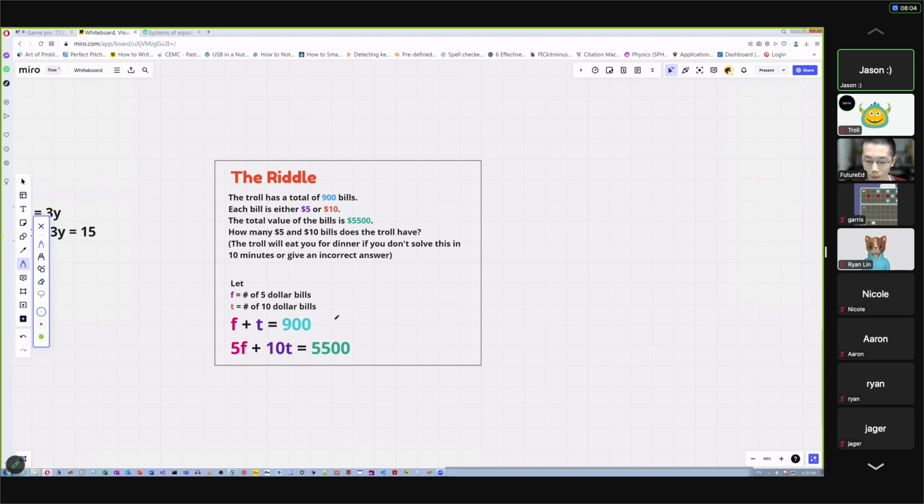Maybe we can do like 10 and 5. Like how many 10s and how many 5s. In total, so we have to add them together. We know each of them could have more than 100, right? We're actually not sure how many 5s and how many 10s the troll has. That's what we're trying to look for right now.